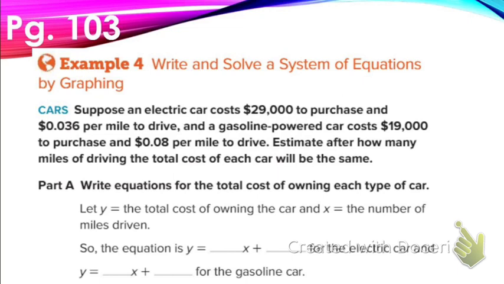Suppose an electric car costs $29,000 to purchase and $0.036 per mile to drive. And a gasoline-powered car costs $19,000 to purchase and $0.08 per mile to drive. Estimate after how many miles of driving the total cost of each car will be the same.